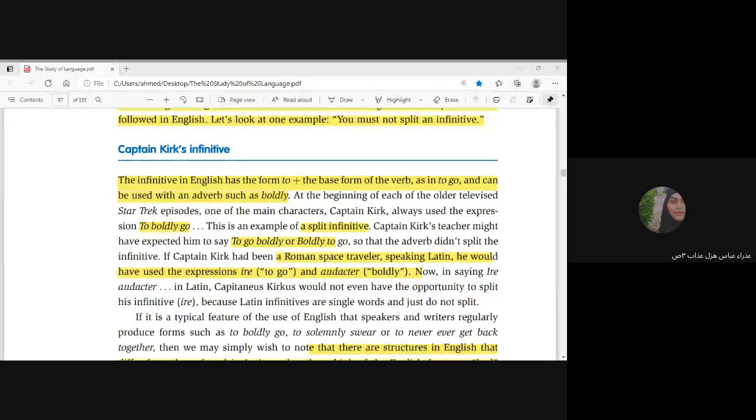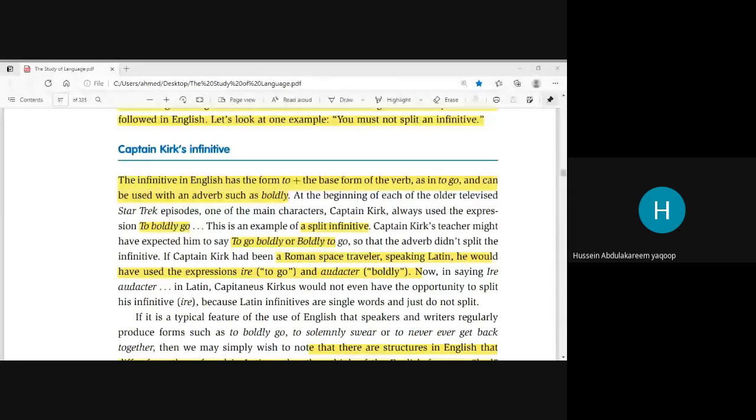Captain Kirk corrects English. The infinitive is "to" plus the base verb, "to go," and can be used with adverbs such as "boldly." In every Star Trek episode, Captain Kirk always uses this expression, "to boldly go." This is an example of a split infinitive, such as "to greatly walk." In English, an infinitive consists of two separate words, whereas in Latin, the infinitive is one word.